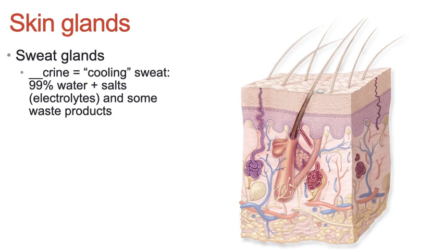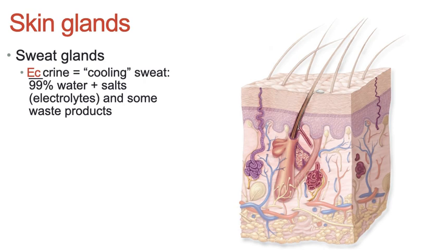Sweat glands are a type of exocrine gland, which produce and secrete substances onto an epithelial surface by way of a duct. There are 2 main types of sweat glands, and they differ in their structure, function, and secretory product. First, we're going to talk about the eccrine sweat glands. These are also known as merocrine sweat glands.